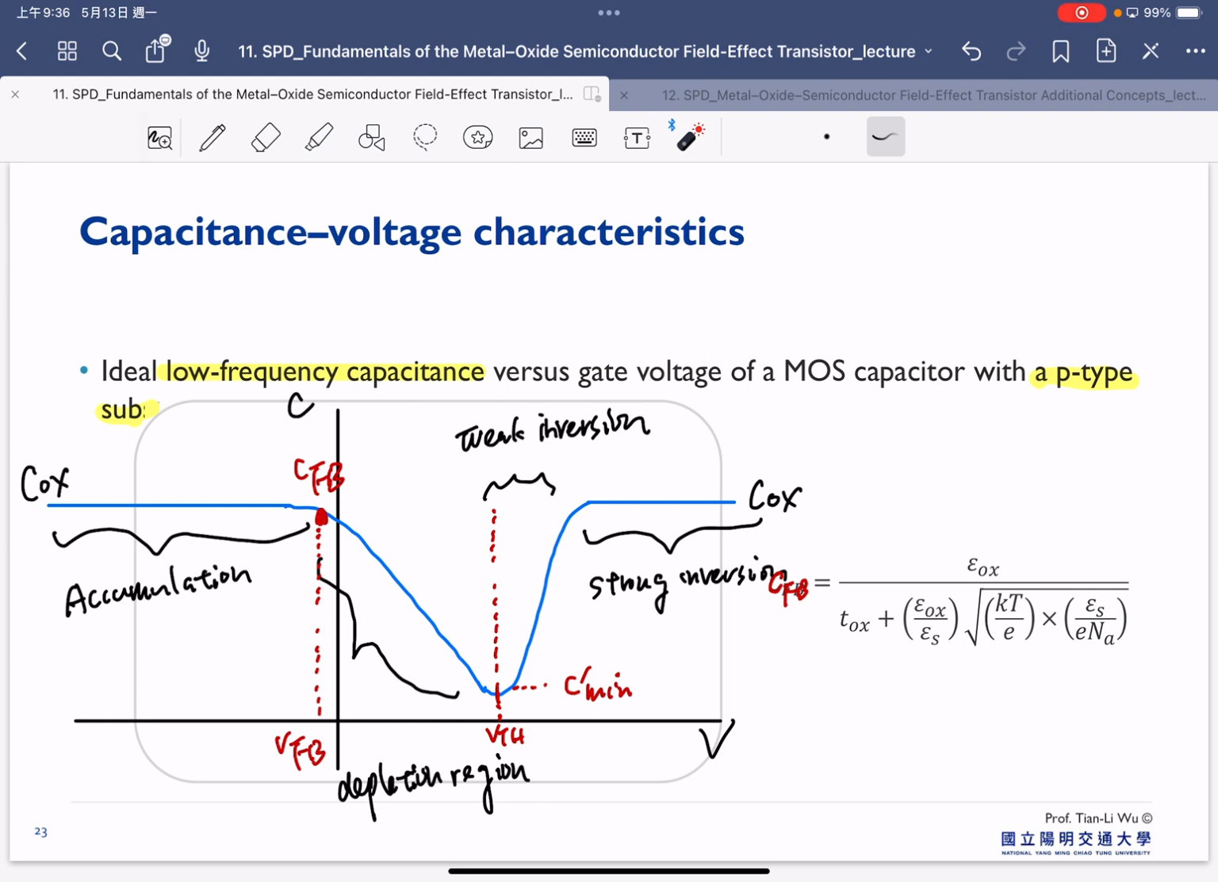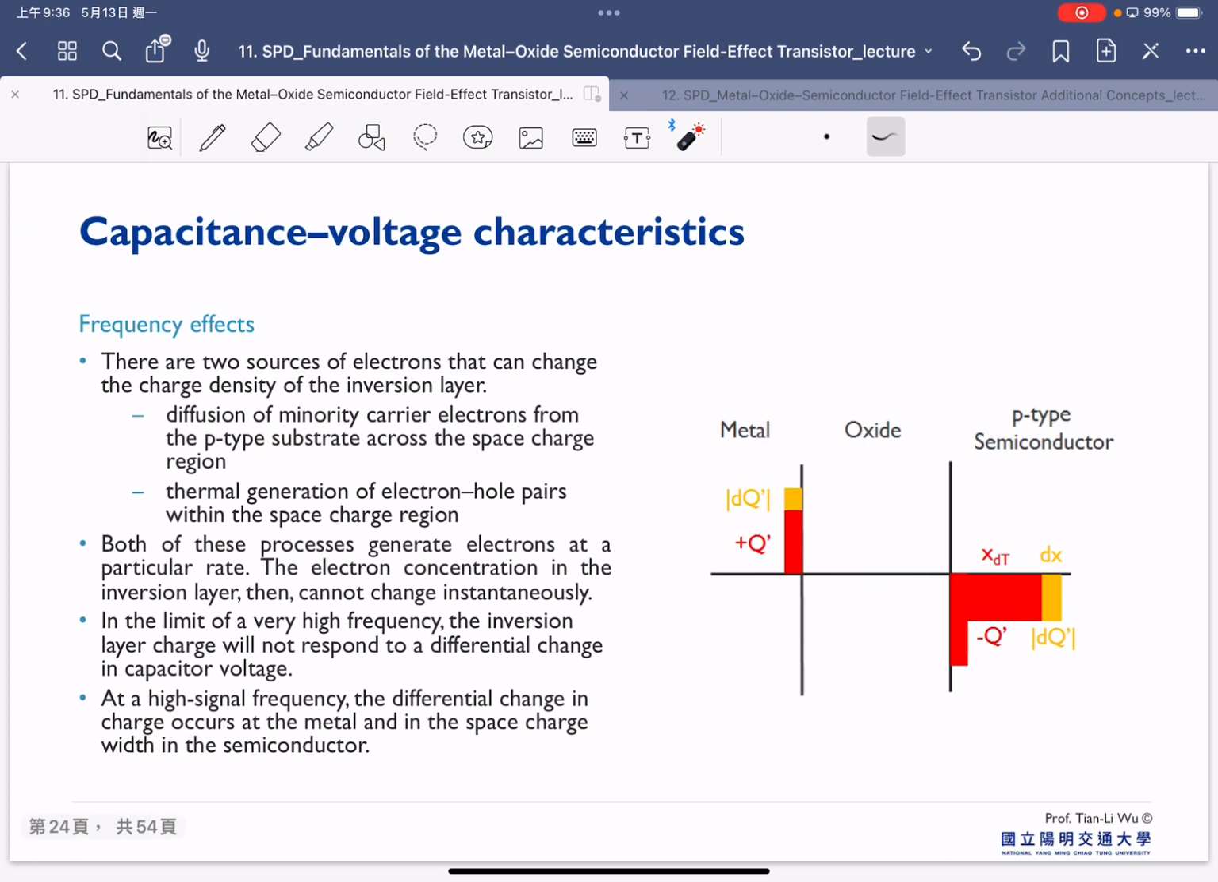Okay, since this is the ideal low frequency capacitance, there must be cases under different frequencies. Therefore, we have to understand the frequency effects. There are two sources of electrons that can change the charge density in the inversion layer. The first is the diffusion of minority carrier electrons from the p-type substrate across the space charge region. The second is the thermal generation of electron-hole pairs within the space charge region. Both of these processes generate electrons at a particular rate.